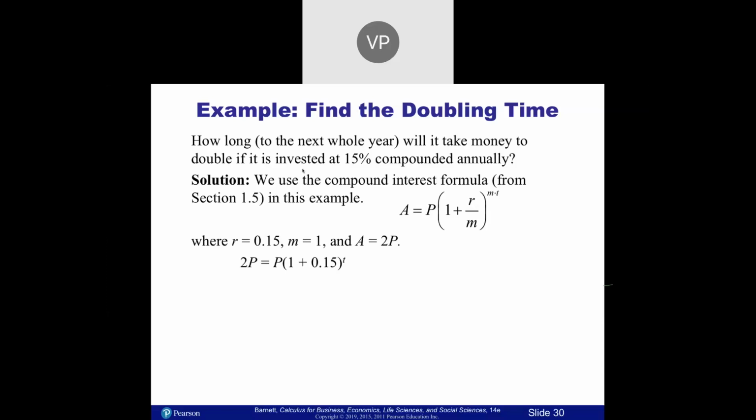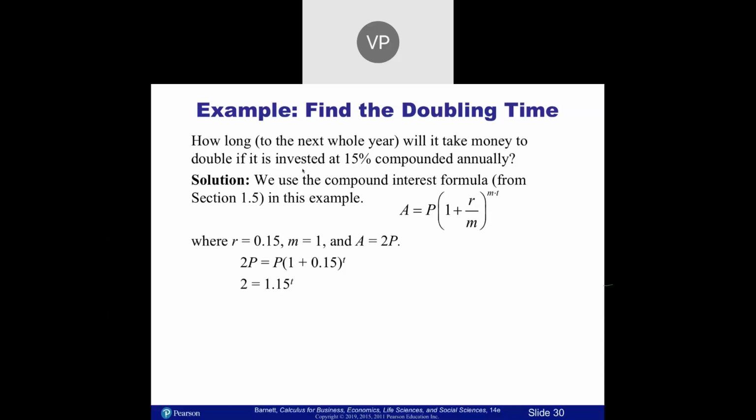And you'll see here in this first step, let me stop there and let you see what they did. First thing they did was they divided both sides by P and it canceled out the P. It doesn't matter what it is. We just care about that 2 on the left. Then they combined in the parentheses the 1.15. And now you see we have an equation where we just want to solve for t, and we're going to use the properties that we learned today.